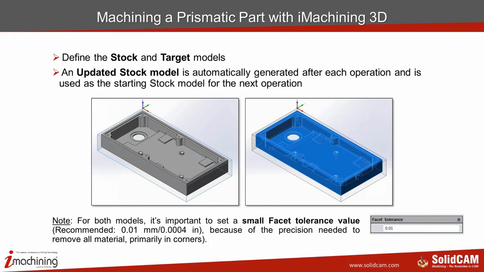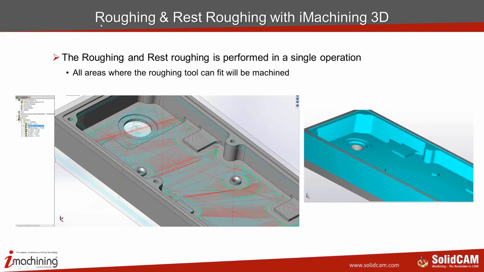And as I said, the only geometry you have to define with iMachining 3D is basically your stock and your target, and that's all. You don't need to define geometry chains. That takes a lot of time, as Sydney will show us. And iMachining 3D, as I said, does both the roughing and also the rest roughing.